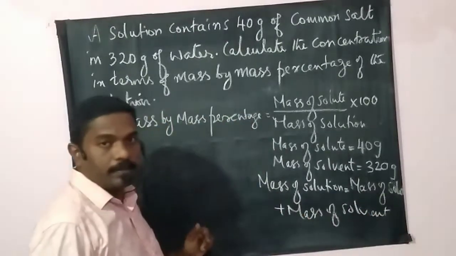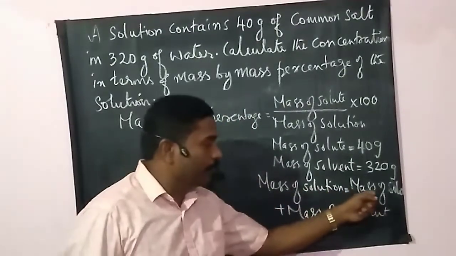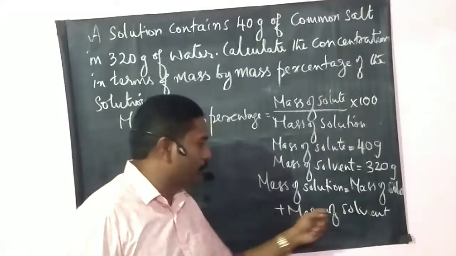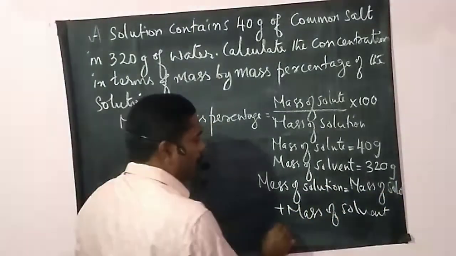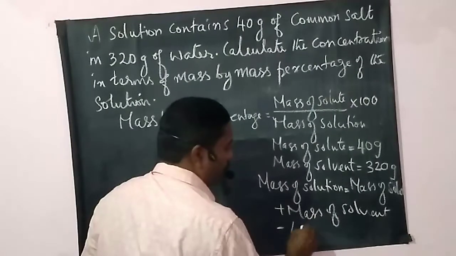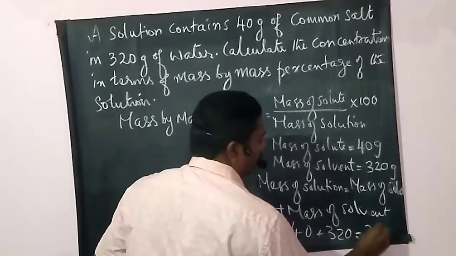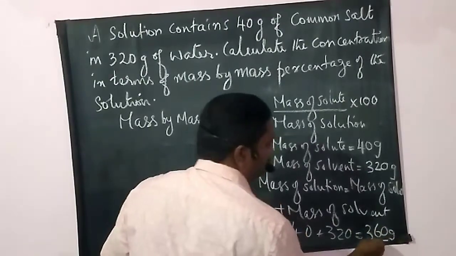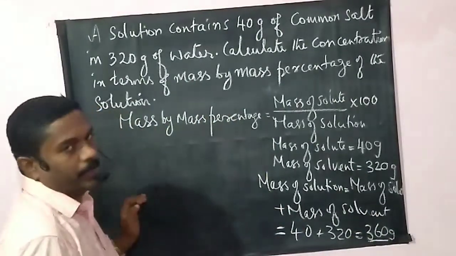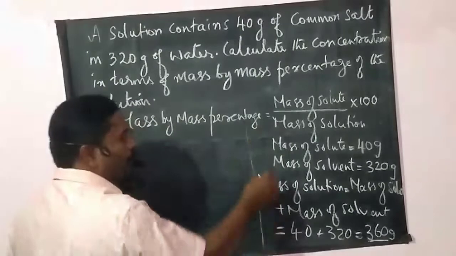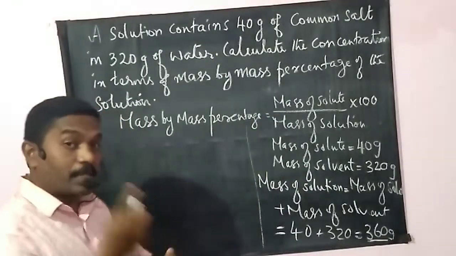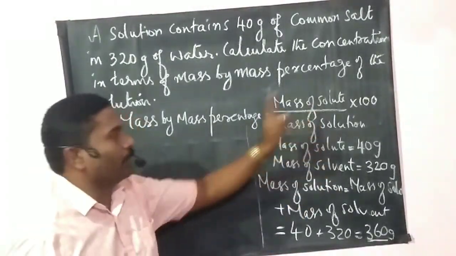Do you have any doubt? Mass of solution is equal to mass of solute plus mass of solvent. So mass of solute here it is 40, no doubt, plus 320. So it becomes 360 gram. This is the mass of solution. So let us simplify by substituting these values in this equation.